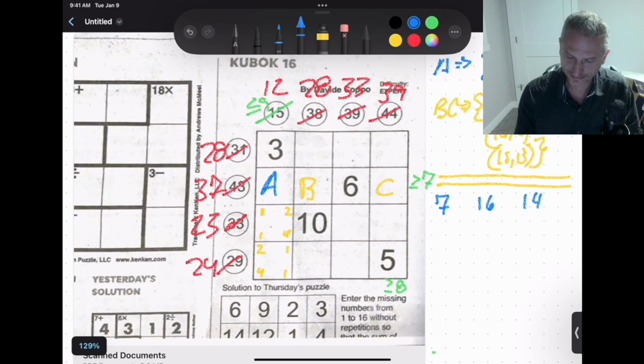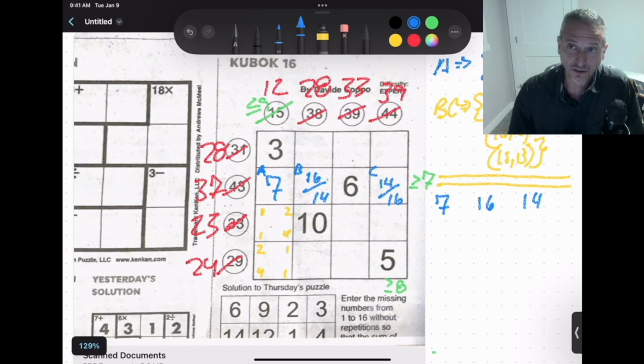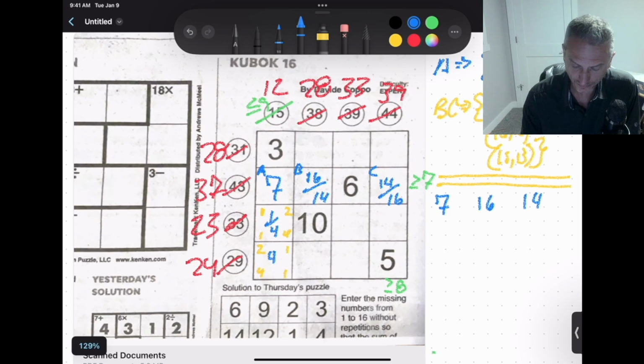So let's denote this A, B, C. If A is 7, this would be 16, 14. Because if I can get rid of this 7 right away, this is the easiest one to do, obviously. Then I know it's a 9. I'll have my first number right away. If the 7 is on the bottom, it must be 1, 4, 4, 1. So we'll say 1, 4, 4, 1.